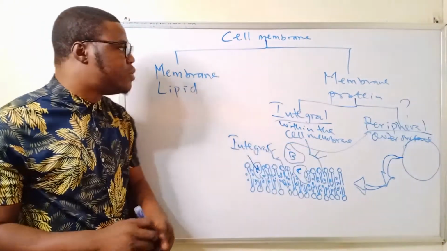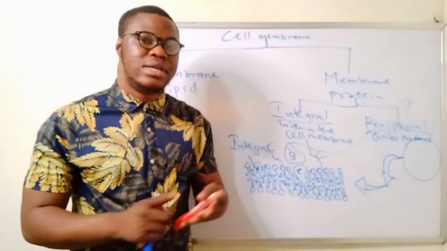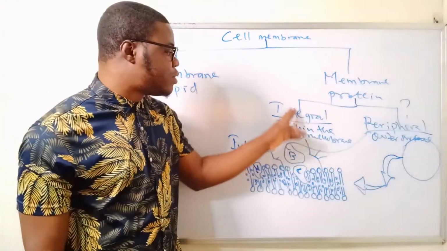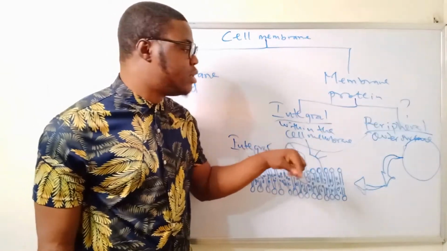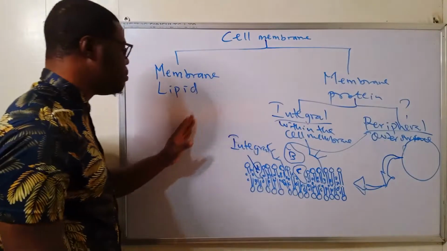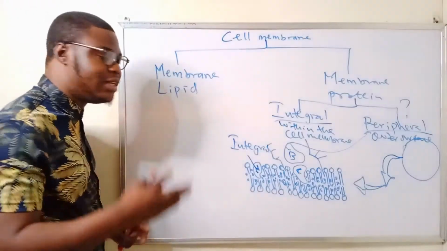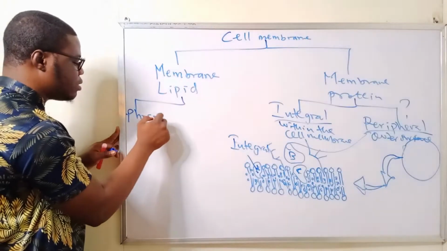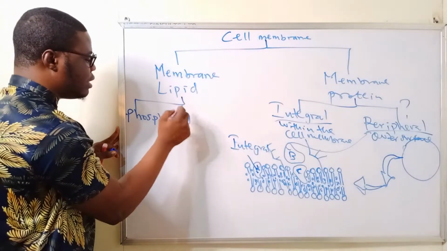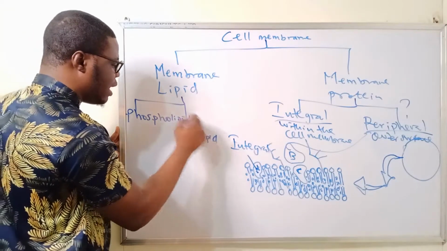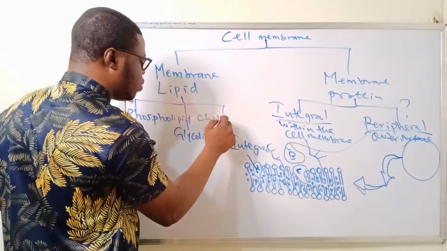So, a quick recap. The cell membrane has two components, the membrane lipid and the membrane protein. The membrane protein has two types. The first one is the integral, which are found within the cell membrane, and the peripheral are found on the outer surface of the cell membrane. Now, talking about membrane lipids, we have three types. The first one is called phospholipid. The second one is called the glycolipid. And the last one is called cholesterol.